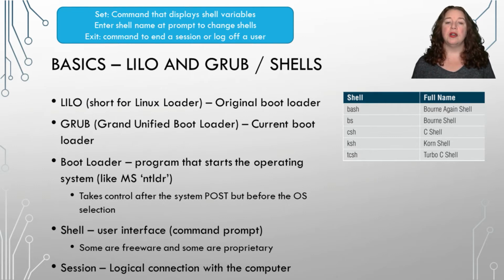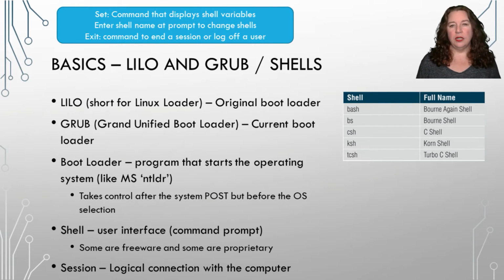If we were in Microsoft NT, it would be like NT Loader, NTLDR. So this is your basic bootloader. We have LILO, which is the Linux Loader, which was the original bootloader, but it just didn't really do everything people wanted. So they moved on to what we call GRUB, which is the Grand Unified Bootloader. And this one is the current bootloader that most Linux machines use.